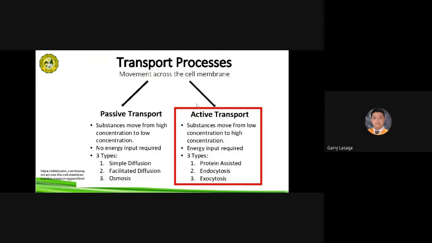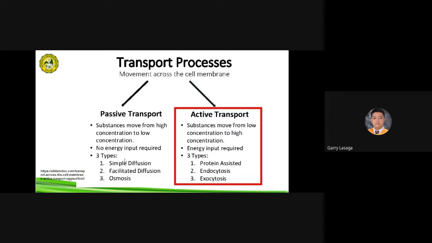We have the passive and the active transport. For passive, again, the substances are being moved from higher to lower concentration, so that is a downhill movement of molecules. It does not require the expenditure of energy. There are three types. We have the simple diffusion, facilitated diffusion, and osmosis.